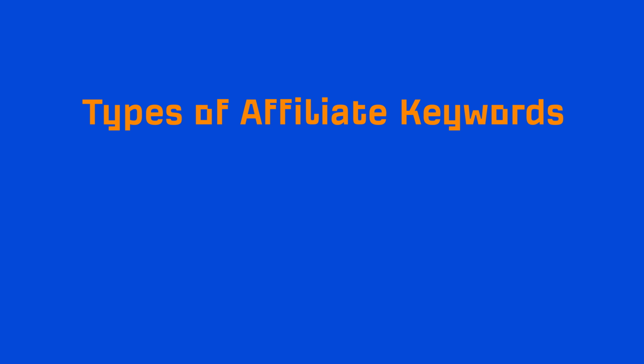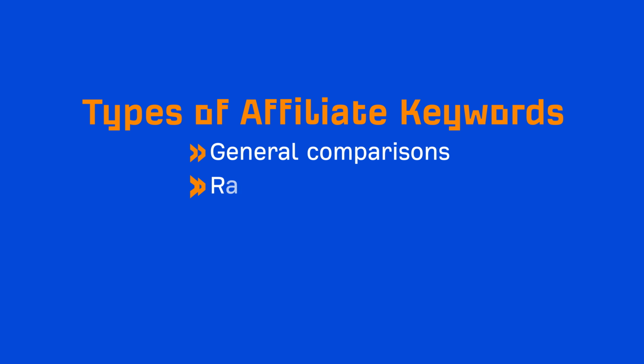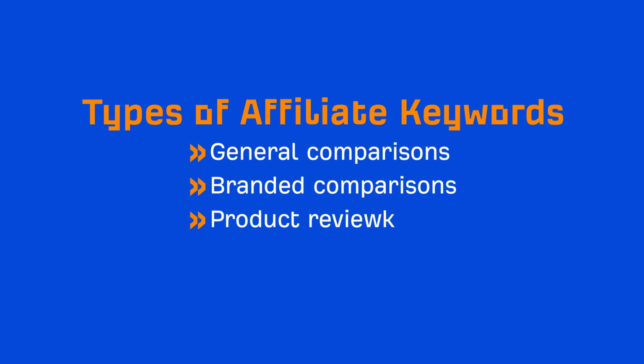Now, in general, there are 4 types of so-called affiliate keywords we'll want to go after. And these are general comparisons, branded comparisons, product reviews, and TNA keywords. Now, before we get into how you can find these types of keywords, I'm going to choose a niche and do keyword research with you.